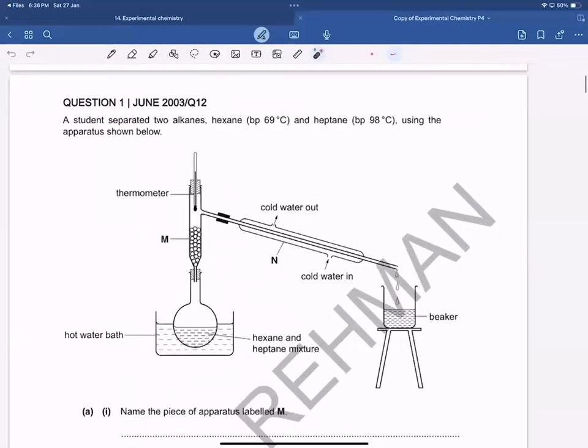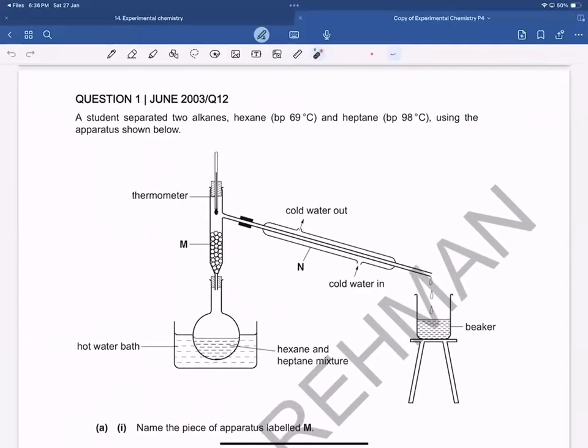Okay, now have a look at these questions. In the last class, we did fractional distillation and introduced chromatography. So look over here. A student separated two alkanes, hexane with a boiling point of 69 degrees Celsius and heptane with a boiling point of 98 degrees Celsius, using the apparatus shown below.